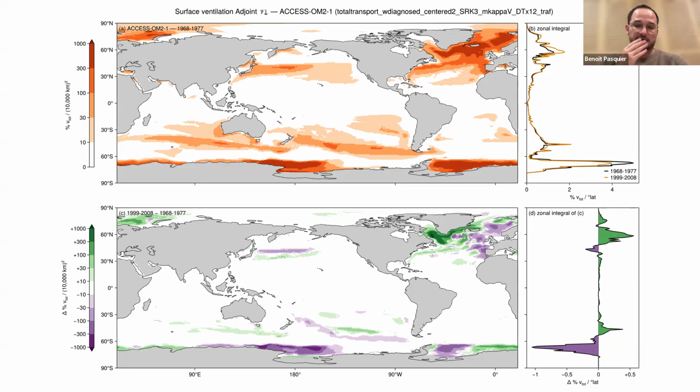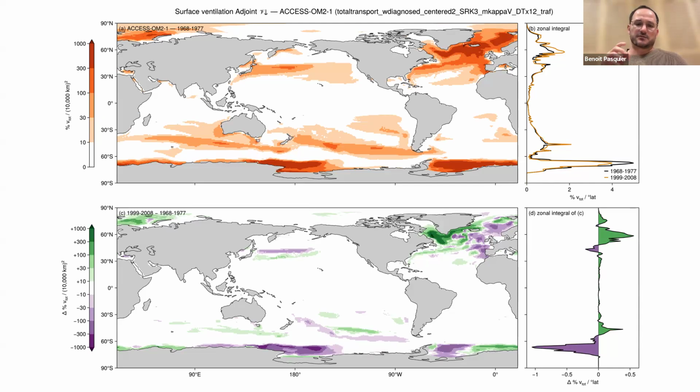If you look at the pattern of the difference, it's quite interesting. You've got generally a decrease in the Southern Ocean deep water formation, and globally integrated, an increase in North Atlantic deep water formation. So the ocean ventilation pattern has changed quite a bit.